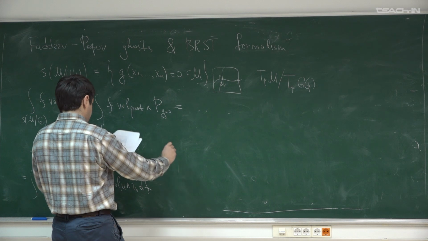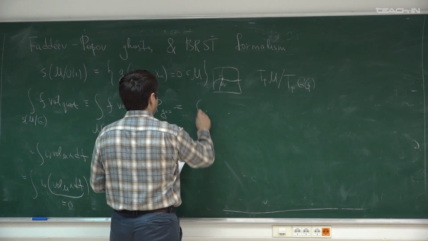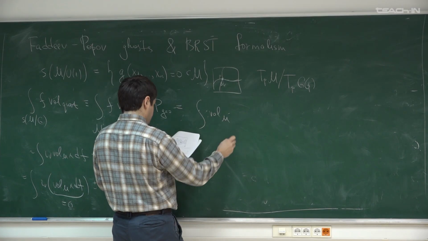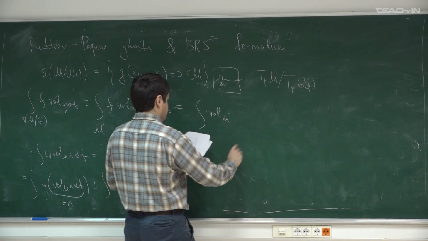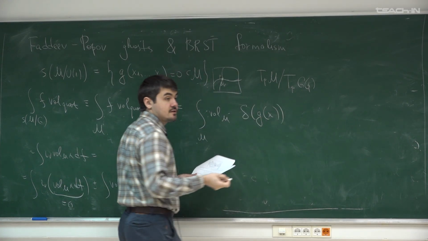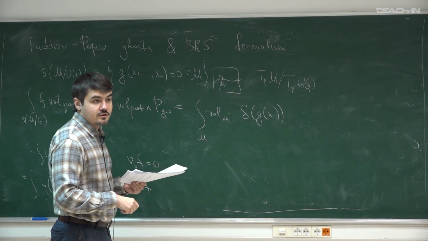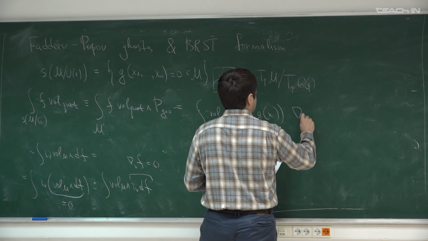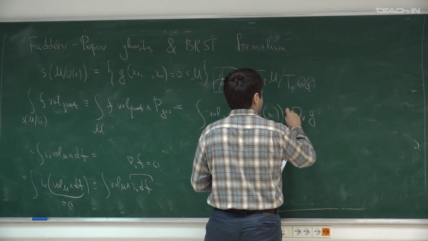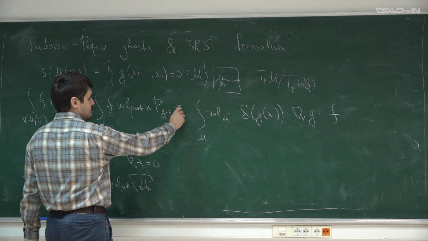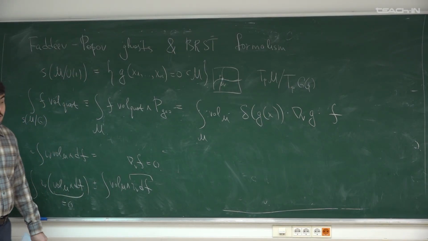So the point is that this integral can be converted to, we want to write the integral as a delta function of that function g. This is the claim, that it can be written like that.